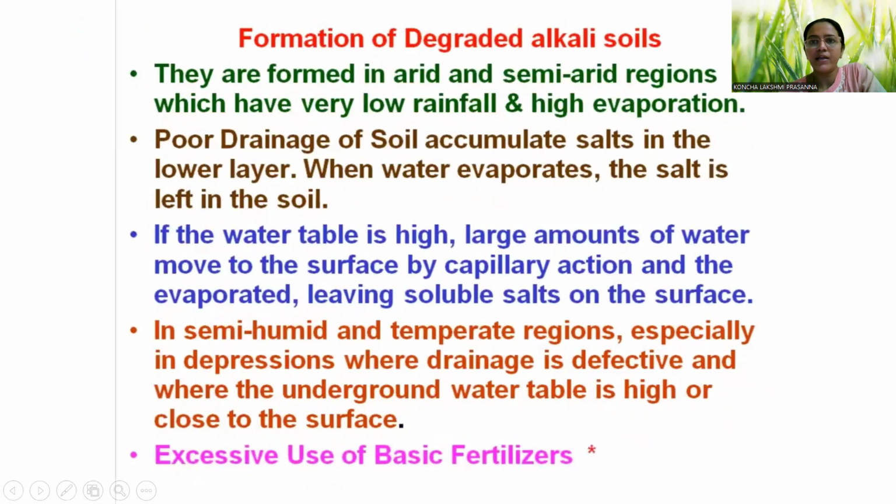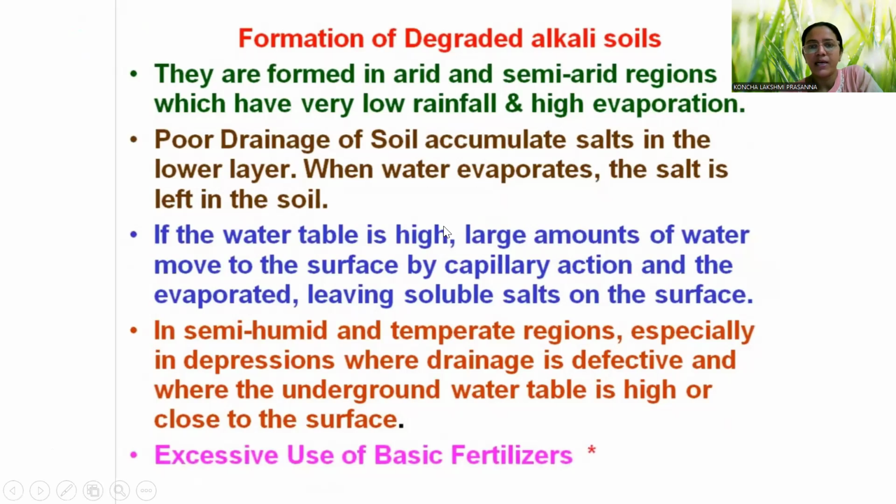Formation of degraded alkali soils. These degraded alkali soils are generally formed in arid and semi-arid conditions, having low rainfall and high evaporation. Due to poor drainage conditions, large amounts of salts accumulate in the lower layer. When water evaporates, the salts accumulated in the lower layer come up by capillary action and are present on the upper surface of the soil.